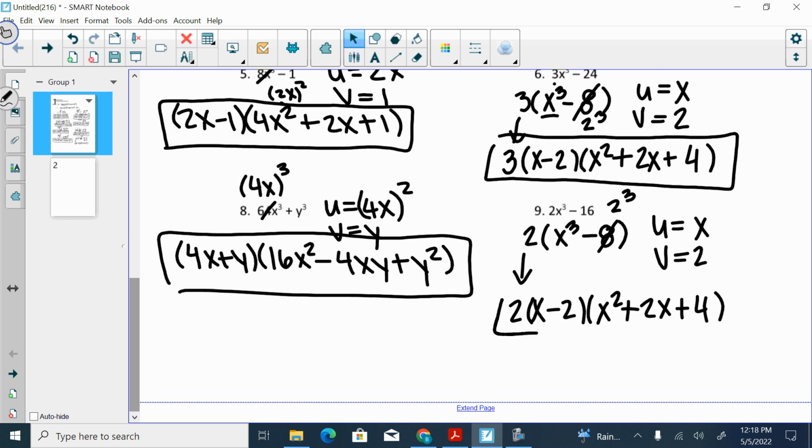All right. So like I said, the most challenging part is getting it rewritten here, and then all you have to do is identify u and v and plug it into the formula. Okay? All right.